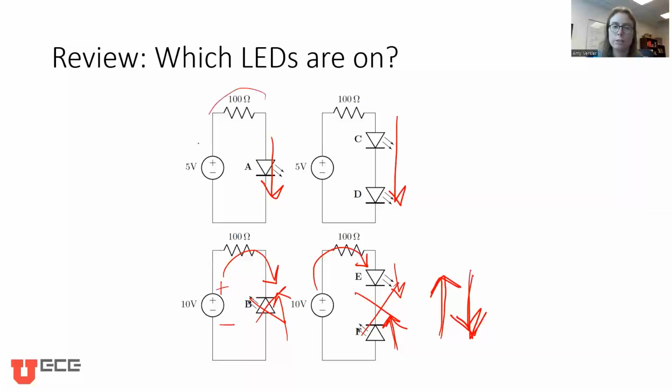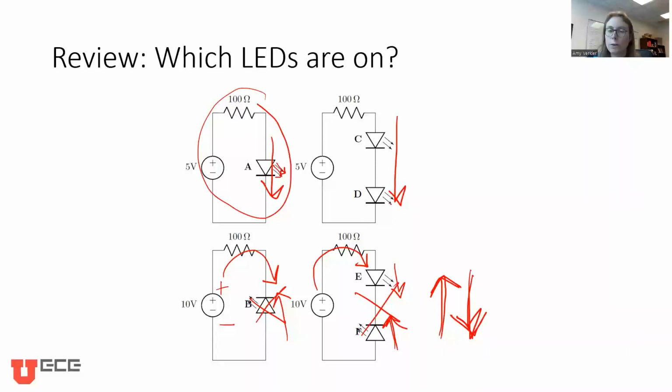A is our standard basic circuit with a current limiting resistor, and we notice that A should be on as long as its forward voltage is below 5 volts. I see here it's an LED, so it will have a forward voltage below 5 volts and it should be on. Over here on the right, C and D, well, it depends on the forward voltage.